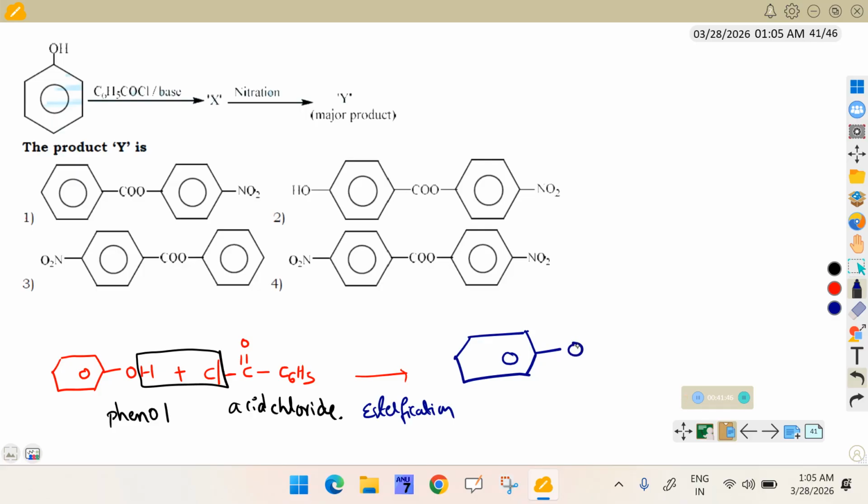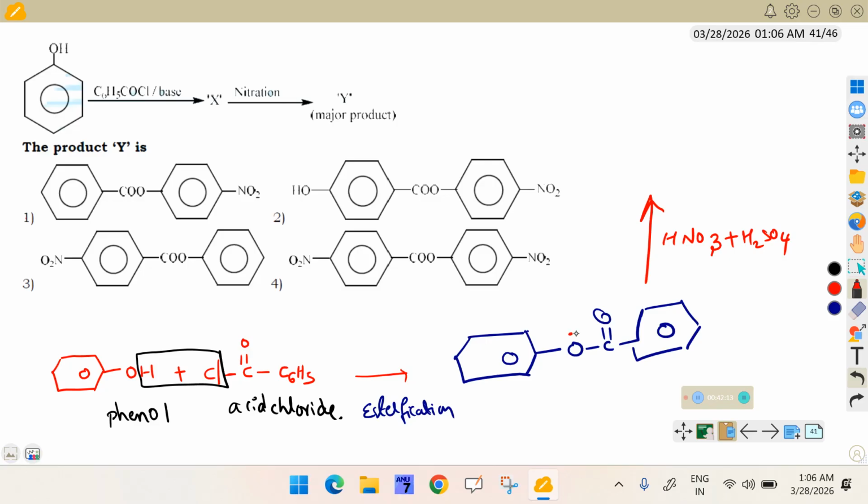O, C double bond O, C6H5. Now undergoes nitration, reaction with HNO3 plus H2SO4. What is the electrophile? The electrophile is NO2 plus.